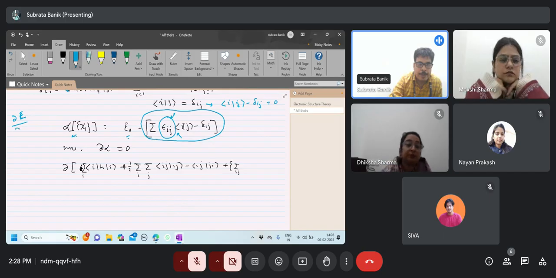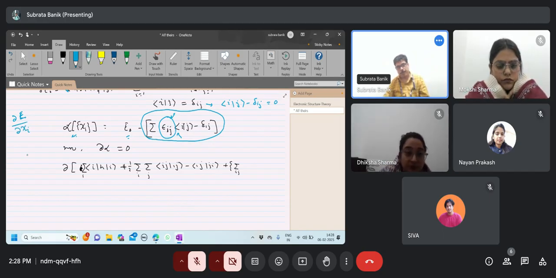You are supposed to take E0 divided by chi i, and put this equal to 0 at constant chi j. That's a partial derivative, right? When you have a function of two variables.